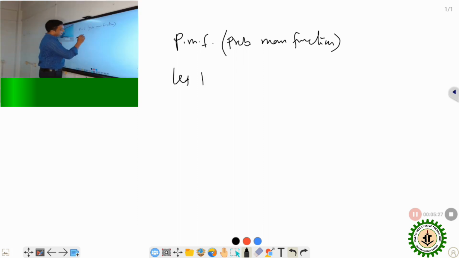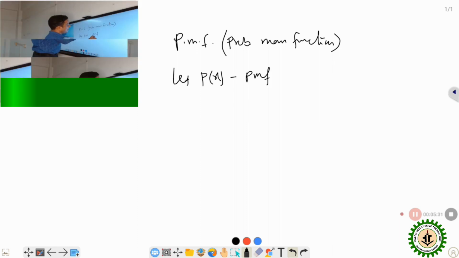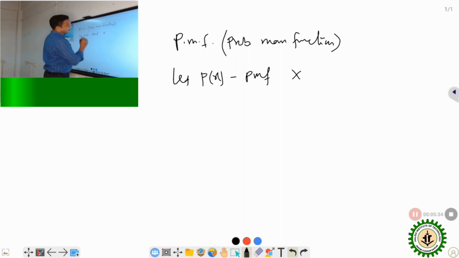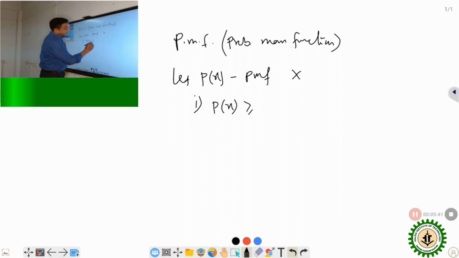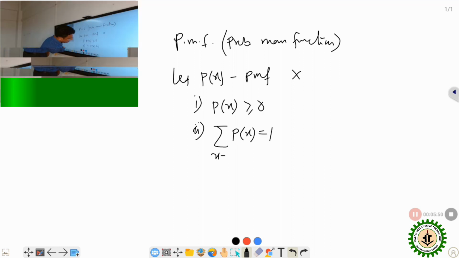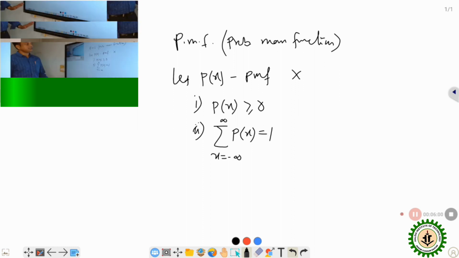Let p of x be a PMF associated with a random variable capital X. Then p of x follows two properties. First of all, it's a probability, so it must be greater than or equal to 0. And number two, the summation of p of x equals 1, where the summation runs from minus infinity to plus infinity. These are the properties to be followed for a probability mass function of a discrete random variable capital X.